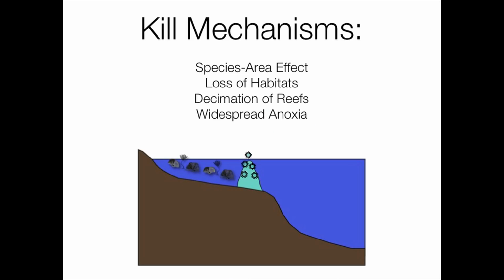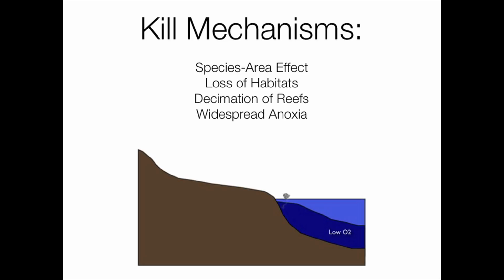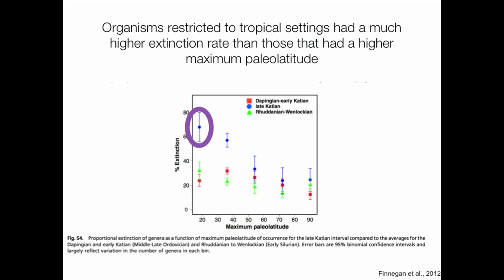The kill mechanisms are things like the species-area effect, which just means that the less area you have, the fewer species you can sustain, and loss of habitats. Reefs really do poorly. Here's our happy shallow sea and our nice little barrier reef. You drop the sea level, things aren't good. It turns out there was also low oxygen in the ocean during the Ordovician. Another neat feature of this is that organisms restricted to tropical settings had a much higher extinction rate than those adapted to higher latitudes.